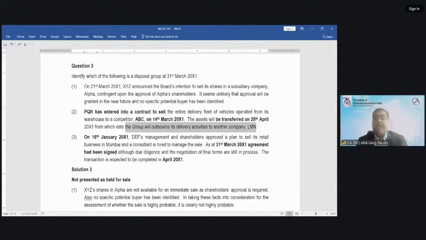Now, might be due to a cash crunch, or some other reason, they wanted to sell all their fleet of vehicles to somebody else, right? And who is that somebody else? Their competitor only, who is ABC. They have already entered into a contract. The buyer has already been identified. The binding agreement has been entered, right?